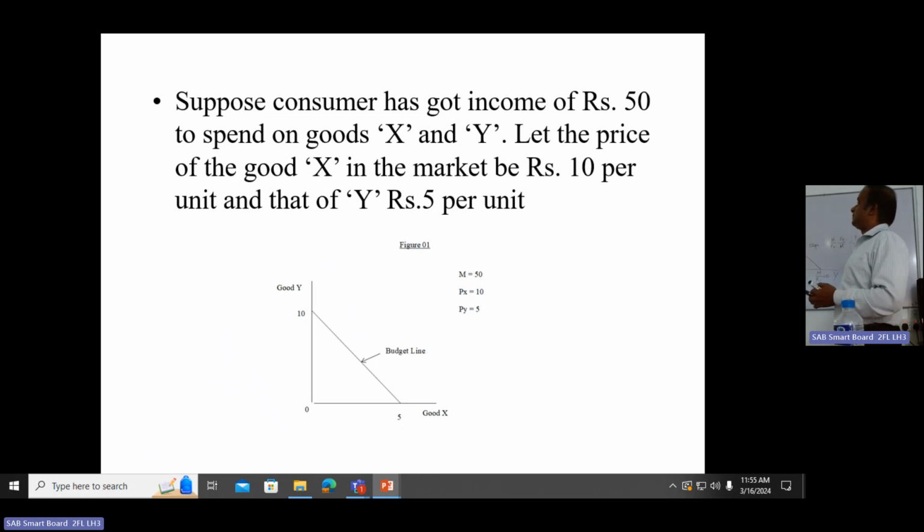So this gives the different combinations that the consumer is willing to spend between the two products based on the given prices. So this limited income is spent between the two products fully.